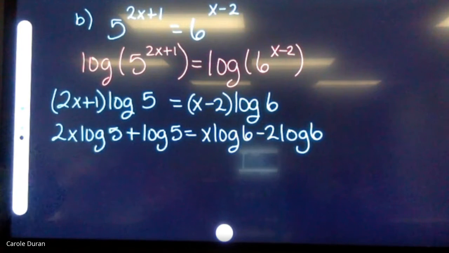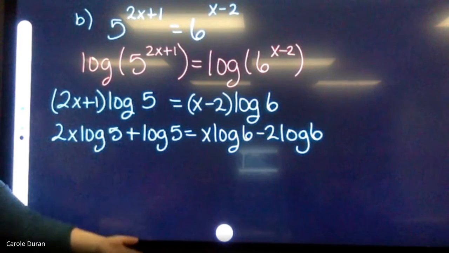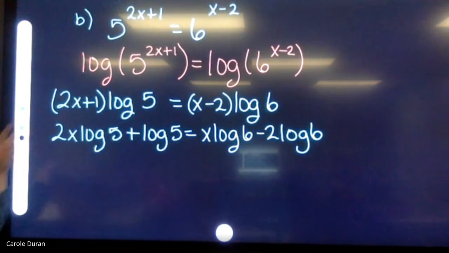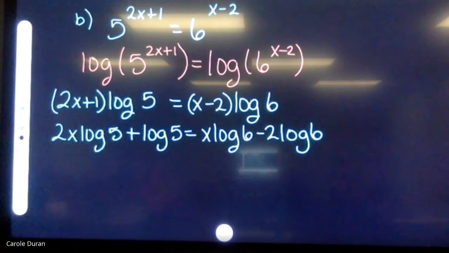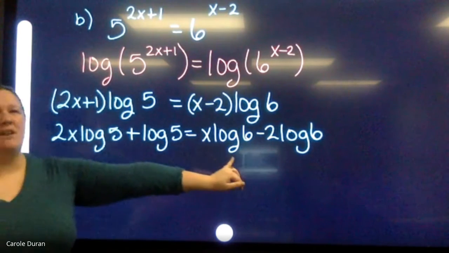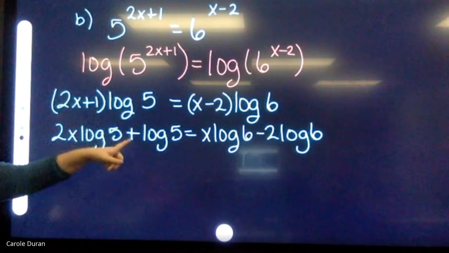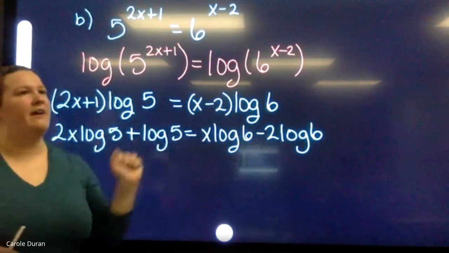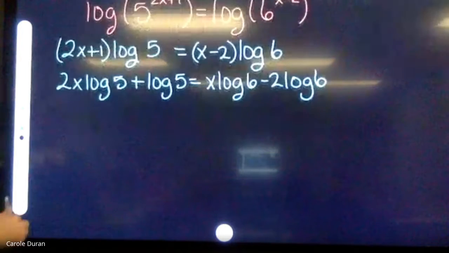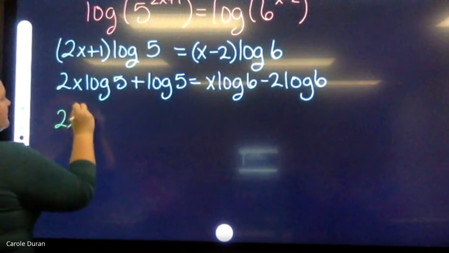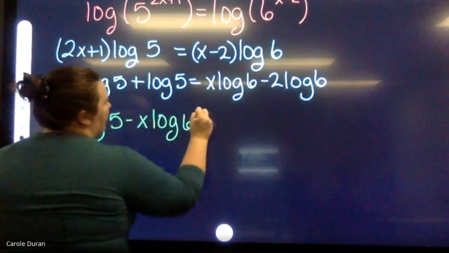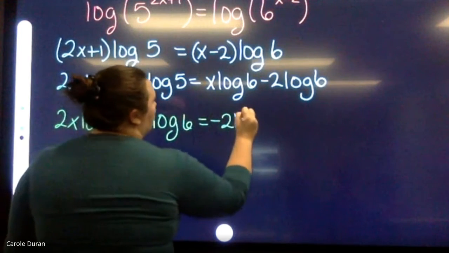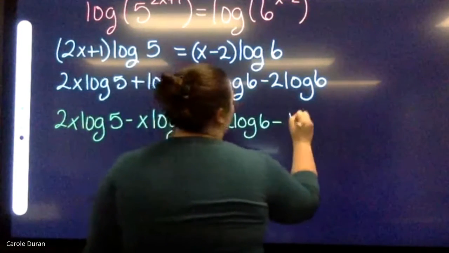Now that I have expanded this into 4 separate terms, I can take all of my terms that have an x and I can put them on one side of my equal sign. And I can take all of my terms that don't have an x and I can put them on the other side of my equal sign. So I'm going to go ahead and subtract over this x log 6, and I'm going to subtract to the right-hand side this log 5. So when I do that, I get 2x log 5 minus x log 6 equals negative 2 log 6 minus log 5.